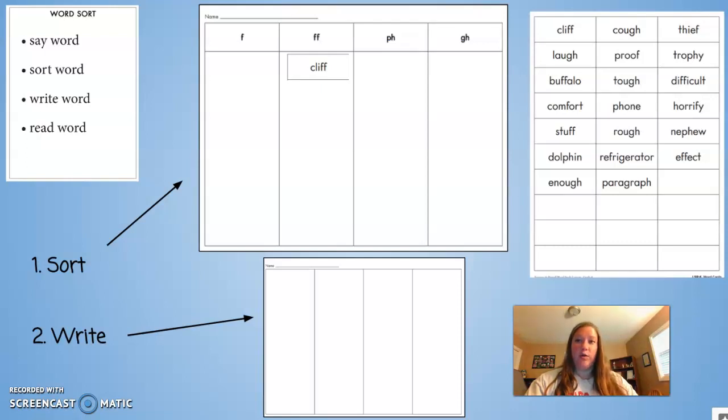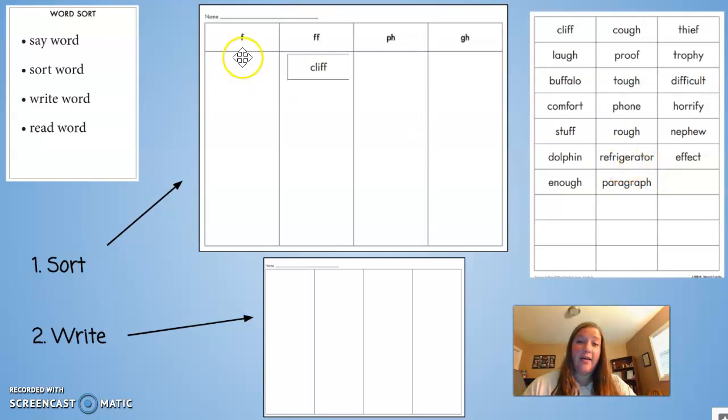Today, you're going to sort words according to the letter that stands for the sound F. So, you will have two sorting charts, this one here and another blank one, which I'll get to in a minute. The first thing you need to do is read through all of these words. Notice you'll see a pattern.